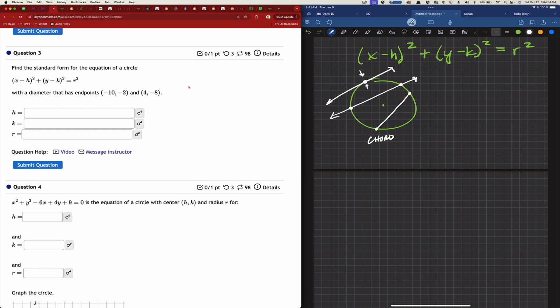And a chord is a segment with endpoints on the circle. So here's an endpoint. Here's an endpoint of the segment. The endpoints are on the circle. And so that's a chord.